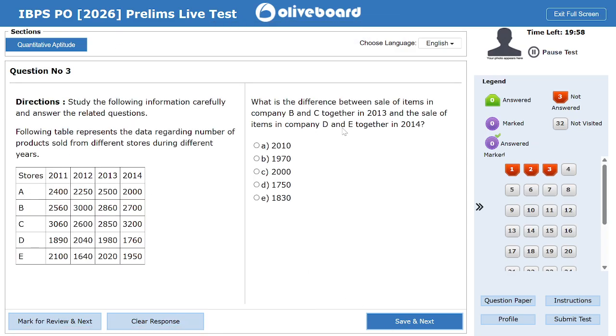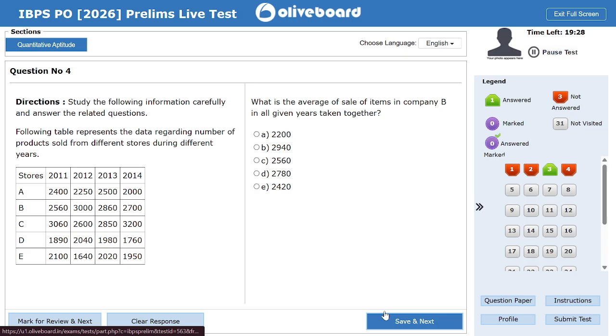Okay. What is the difference between the sale of items BC in 2013 and the sale of items DE in 2024? What was the average sale of items of component B? B ka average sale puchh raha hai, so 256, 300, 286, 270.